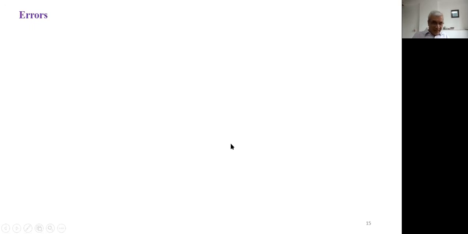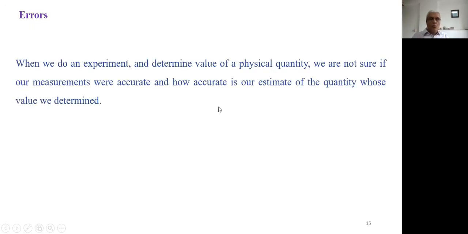Now let's talk about errors. When we do a physics experiment, we determine the value of some physical quantity based on our measurements of some other quantities which are measurable. And at the end, we are not sure whether our measurements were very accurate and the estimate gives us the correct value that we determine. We never know, right? So that's always a mystery.